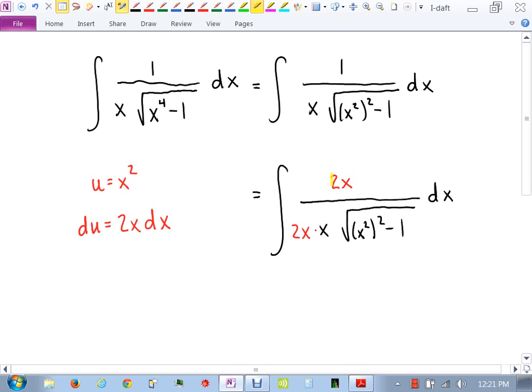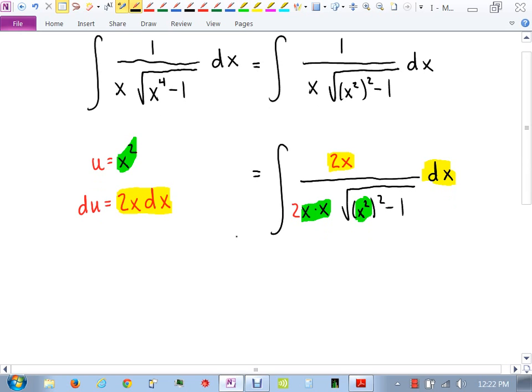So what can be replaced now? 2x dx will be replaced with du, right? My x squared here will be replaced with u, and this x squared will be replaced with u. Very similar to what we just did, isn't it? So let's rewrite the integral. And the 2's cancel, don't they? Right, those 2's cancel. So what does my integral become here? Du over, or I'll just put 1 over.